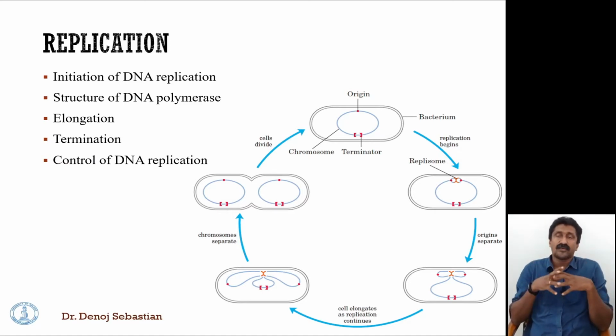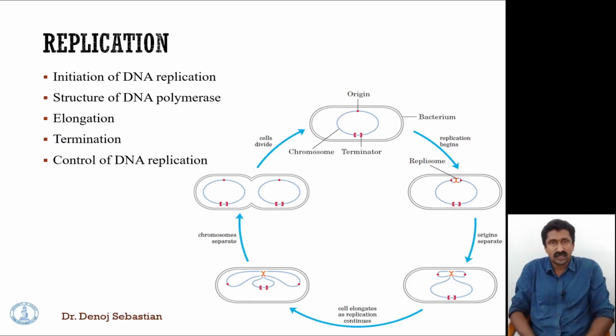The interlinked circle of DNA is separated, or the concatenane of the DNA circle is separated into two separate circles, and then the cell divides into two daughter cells. So this is the overall process of the DNA replication and subsequent cell division, which we know.